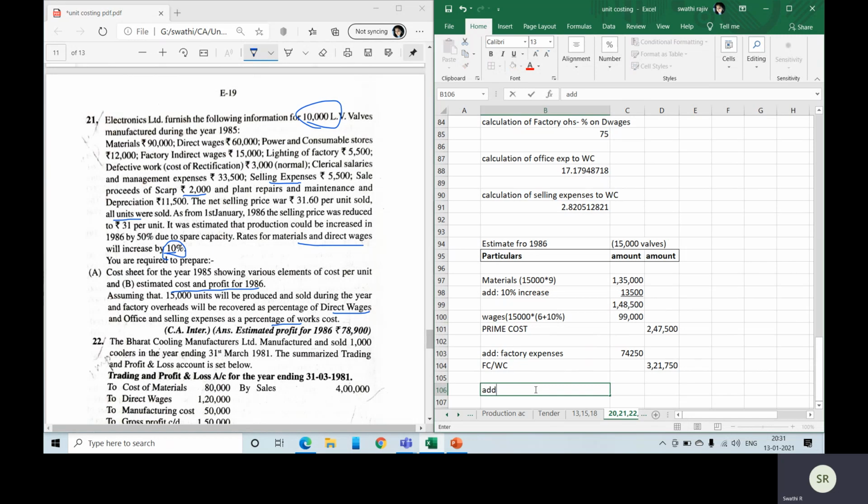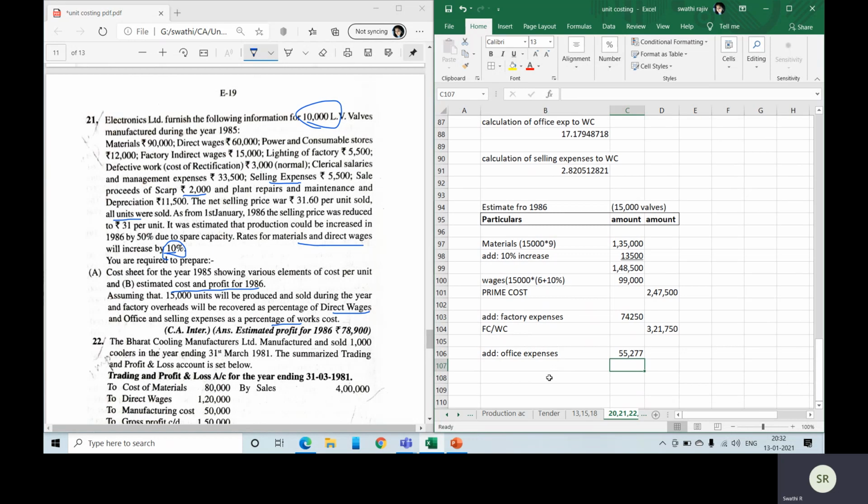And now I have my office expenses. Office expenditure is going to be 17.18, I think we can take, of works cost. So my works cost is this into 17.18 divided by 100. Should be good. So 55,277.